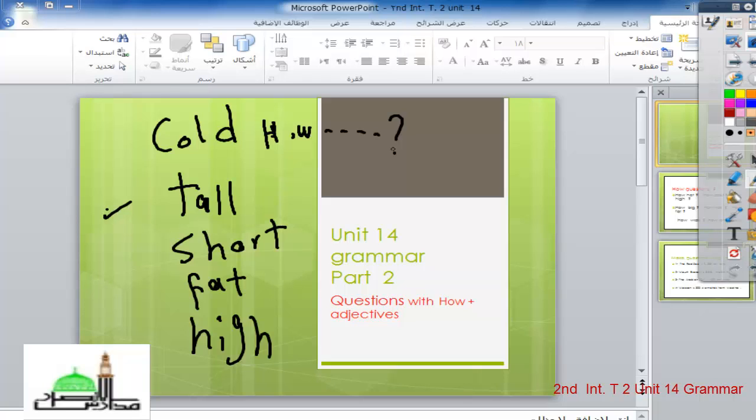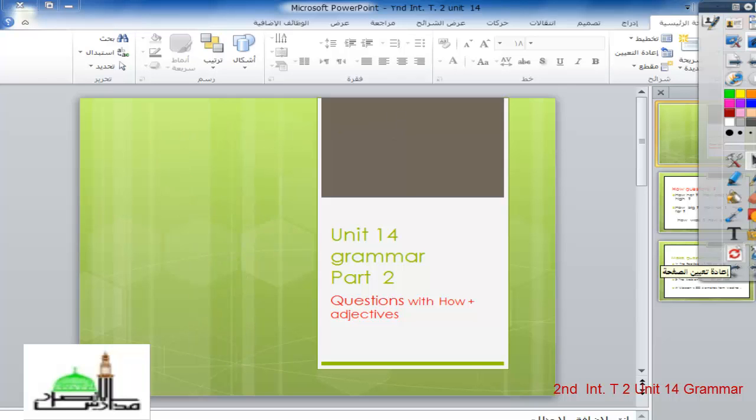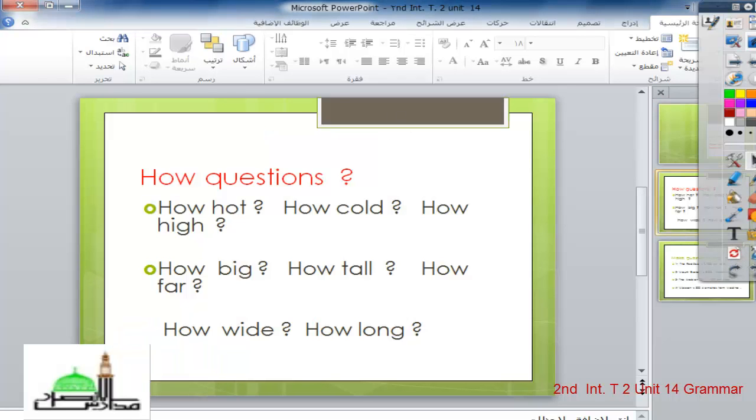Let's see some examples now of these adjectives, of these questions. How questions. Look at these examples. How hot, how cold, how high. How big, how tall, how short, how fat. Yes. How wide, how long. All these are question words with how. But how can I use them? It depends on the sentence I'm asking a question about.